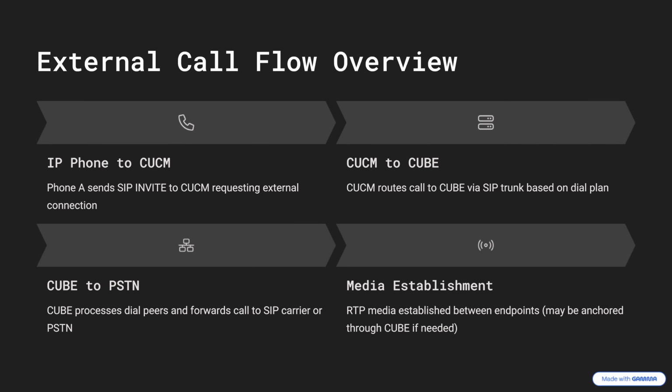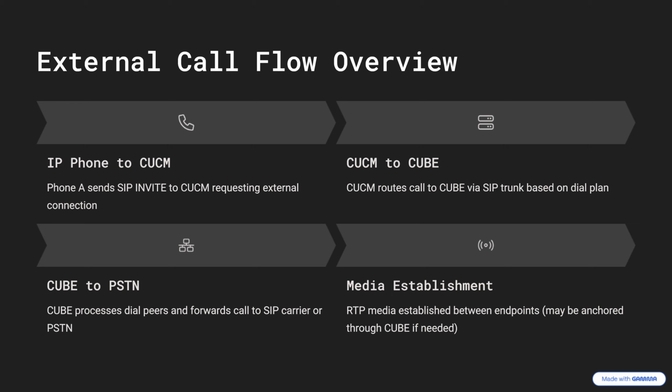Now let's look at what happens when an internal user makes a call to the outside world. First, Phone A sends a SIP invite to CUCM. Then the CUCM checks the dial plan and determines that the call needs to go out. It routes the call through a SIP trunk to the Cisco Unified Border Element, or CUBE. The CUBE processes the dial peers, validates the call, and sends it to the SIP carrier, PSTN.